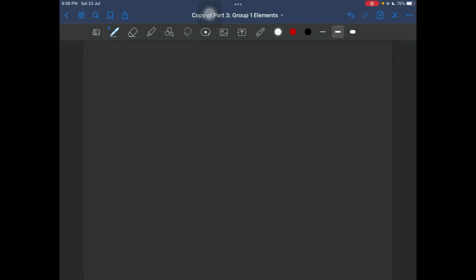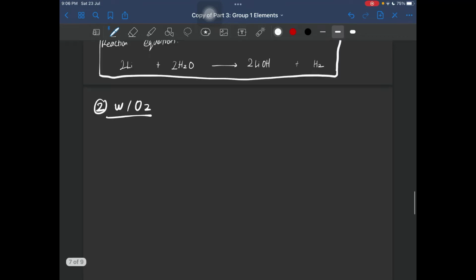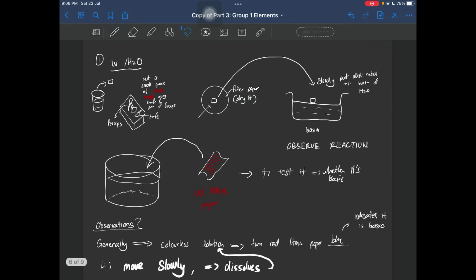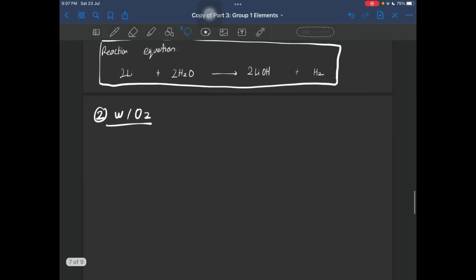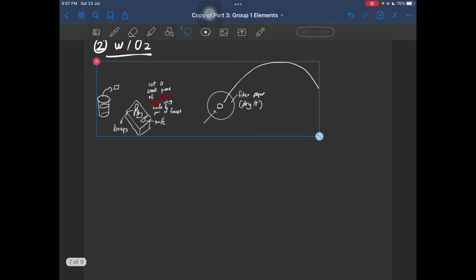Okay. Next, we move on to the second reaction, which is the reaction of the alkali metals with oxygen. The way that you start the experiment between oxygen and alkali metal is the same as how you would start the first reaction. We would take out a small piece of alkali metal, cut it using a knife and a pair of forceps, and then use a filter paper to dry the alkali metal. That is how you would start the second experiment as well. So let me just copy this and paste it here.